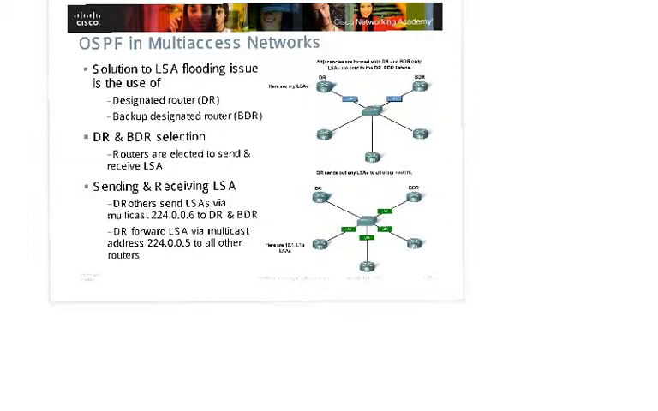Okay, any questions here? So this is to mitigate the issue of the high overhead created by using all routers as neighbors and using all the adjacencies.